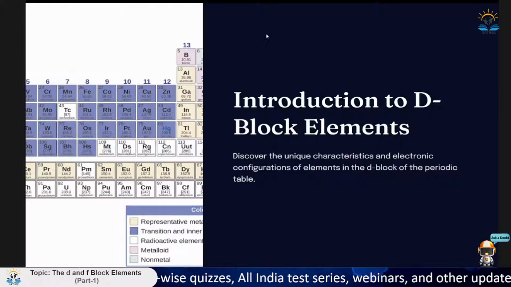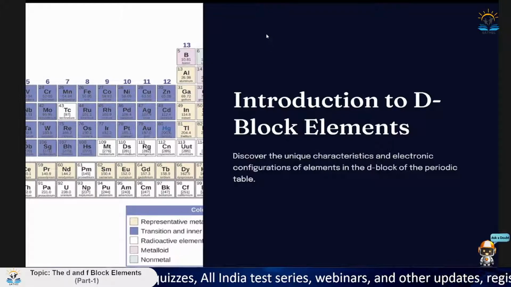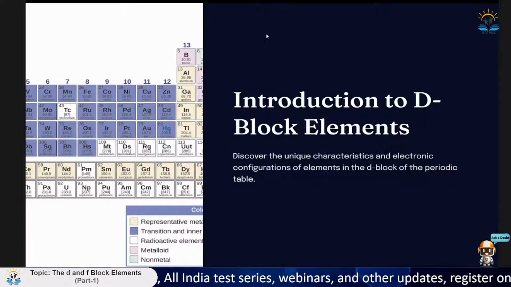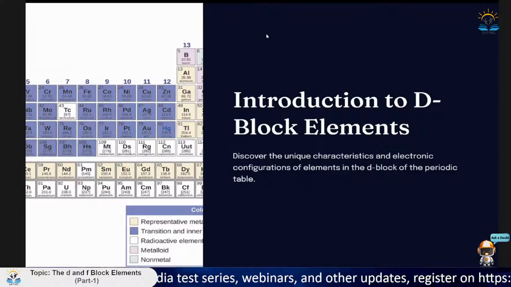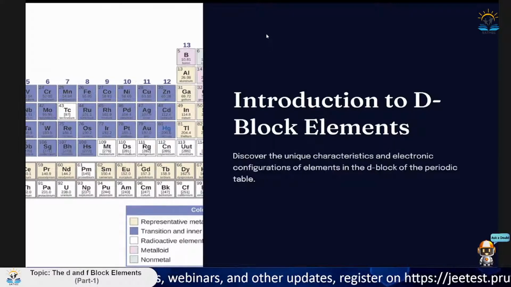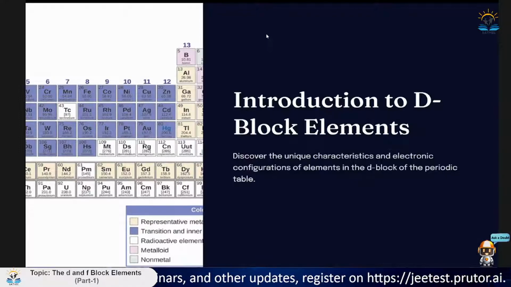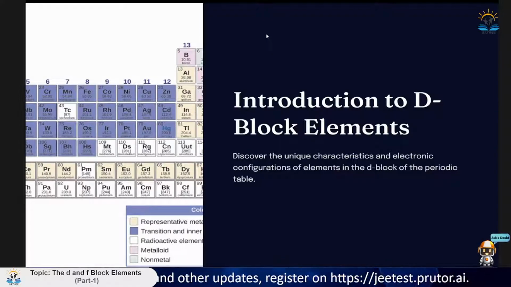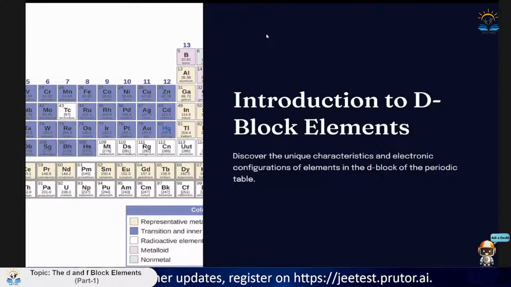My name is Aditya, and today we are going to discuss D and F block elements. It is a very lengthy chapter, and we are going to cover it on a very surface level so that we can cover the important required concepts, and we'll talk about those concepts a bit.